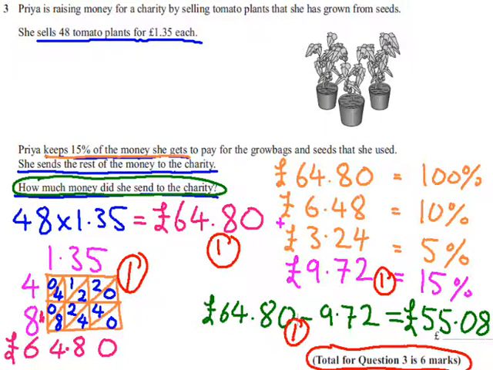1 mark for seeing the numbers 5508. And 1 mark for putting £55 and 8 pence. And that's it.